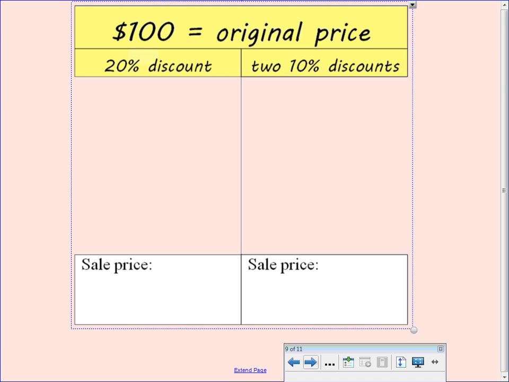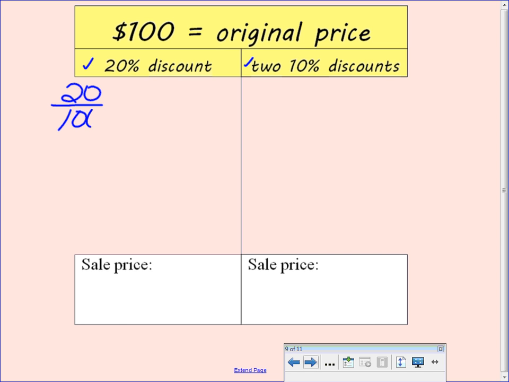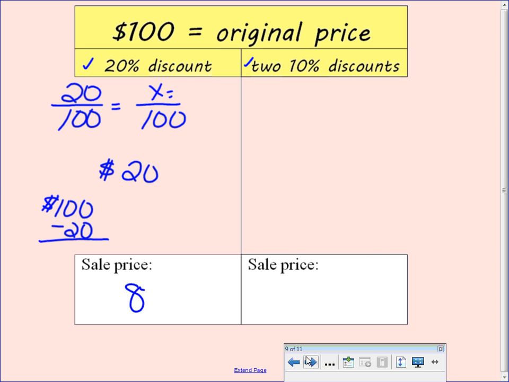I made a little chart to help us organize. So if $100 was our original price, let's compare a 20% discount versus 2 10% discounts. So 20% is 20 over 100 is how much out of $100? How much am I saving on a $100 item if it's 20% off? Everybody? 80. No. Somebody else instead of everybody. I'm saving $20. Look, there's an equal sign. If I put an 80 there, does that equal that? No, that doesn't make sense. So if it's a $100 item minus a 20% or $20 discount, my sale price is $80.